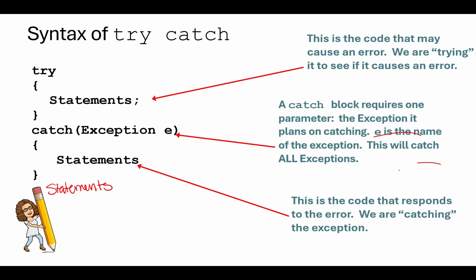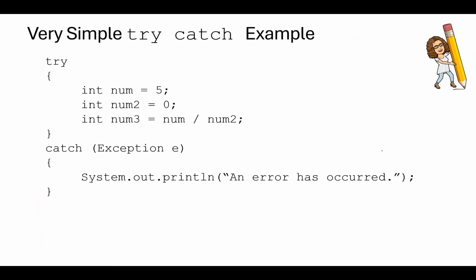So for example, if I have code running in my try and it causes an exception, an error, immediately the catch will happen. The catch runs and then it continues along with the statements that are outside the try catch. Let's take a look at an example.